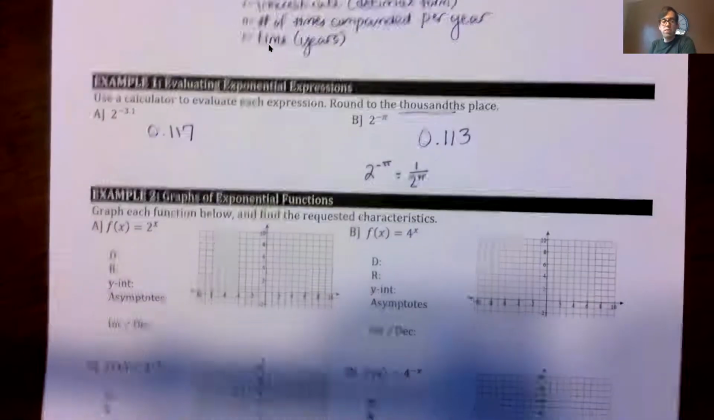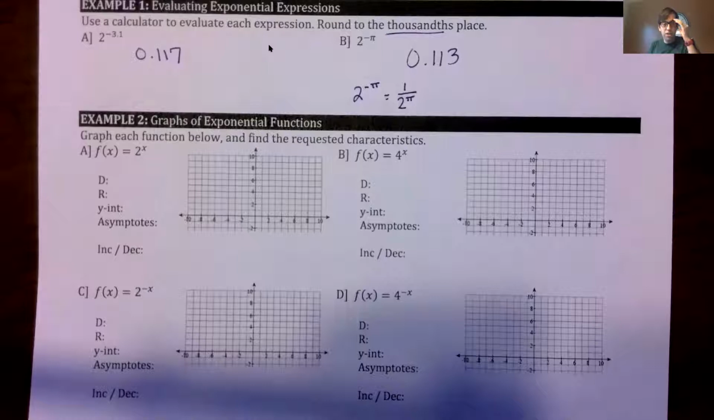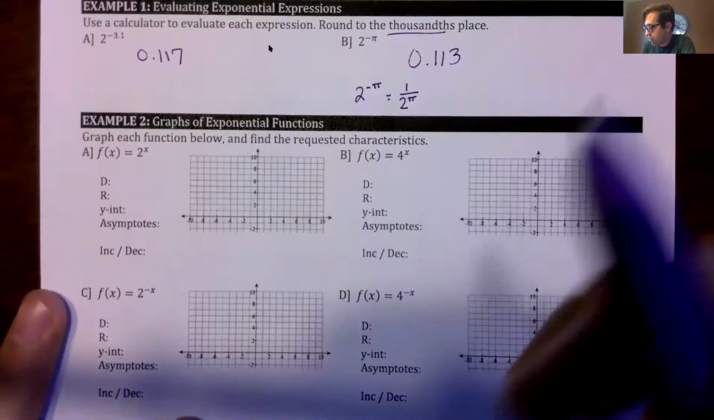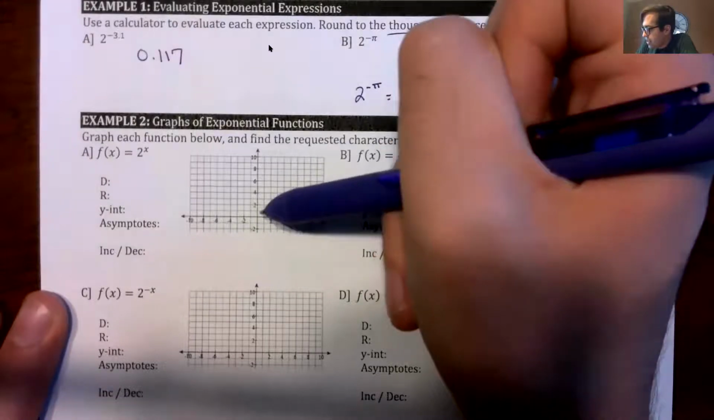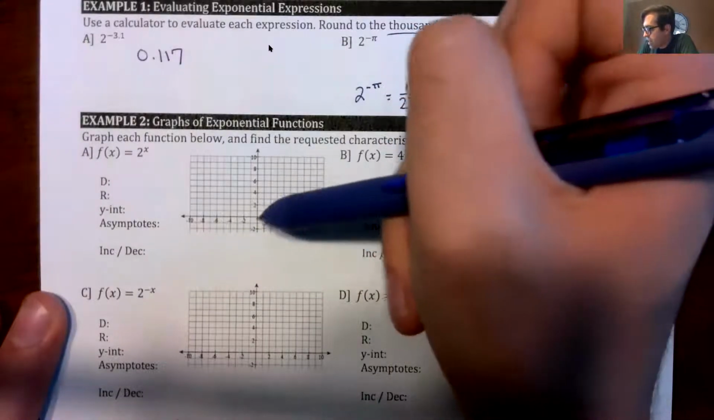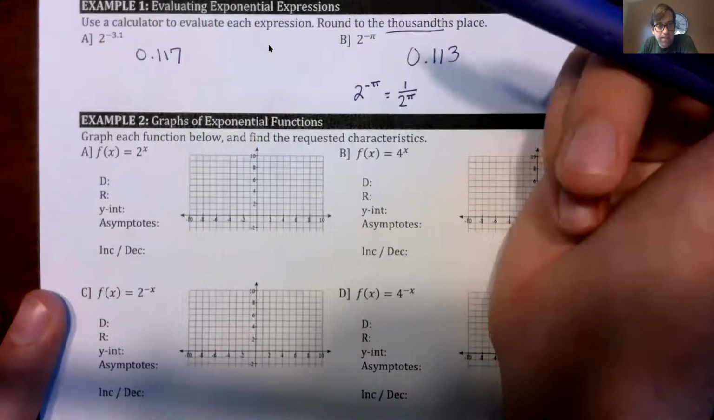Okay, and that brings us to example 2. We're going to look at some graphs of exponential functions. Graph each function below and find the requested characteristics. So we're going to start with the graph itself. And what we're going to think about is, instead of using the calculator, I'm going to try to actually plug in each of these x values into this function and see what happens as we graph this.